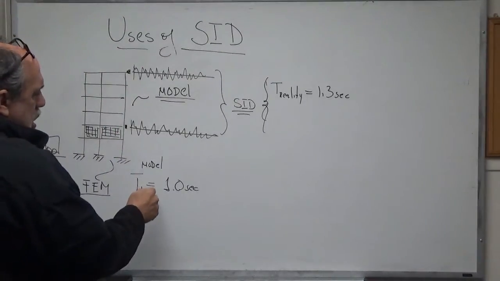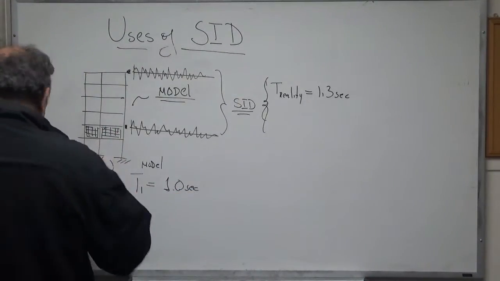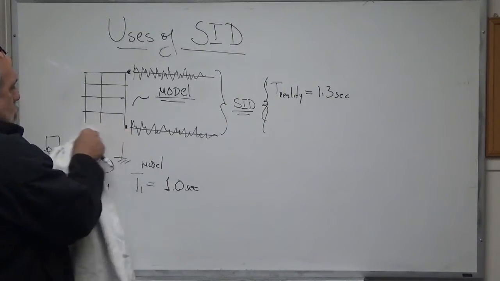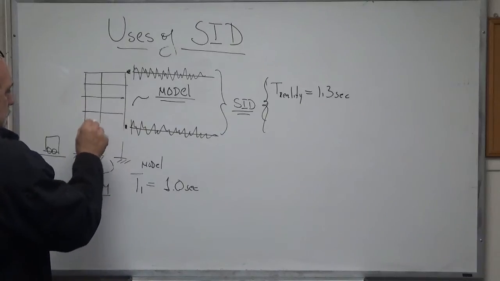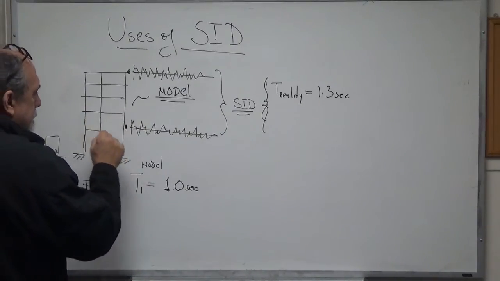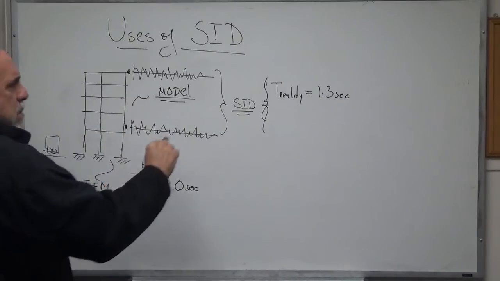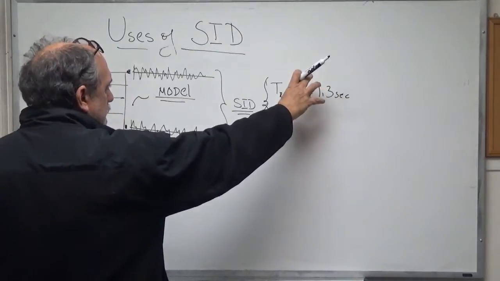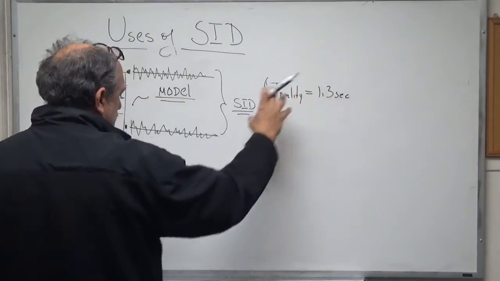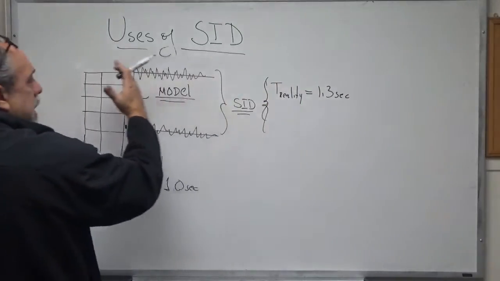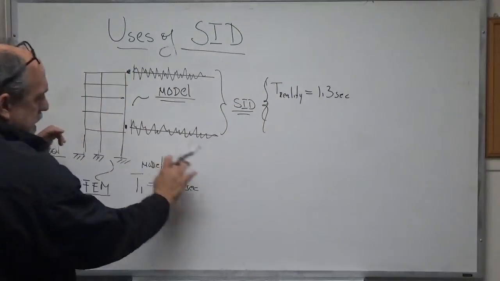So if I have a model and the model says it's 1 second, and the reality is saying that the period is really not 1 but 1.3, then in this case I would say my real structure is softer, right? The real structure is softer than this. It's vibrating, it takes more time to go through a cycle than the model.